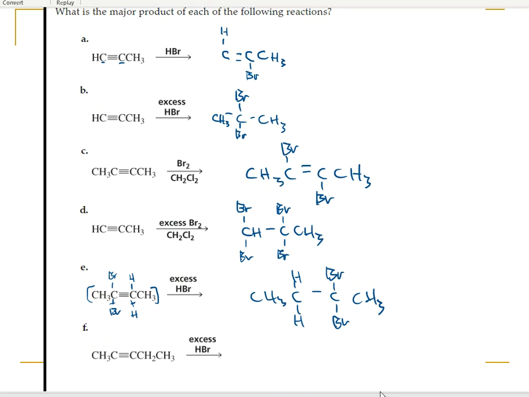Now let's look at F. F is not a symmetrical molecule, is it? So this means that there are some possible choices that I have here that I need to pay attention to. All right, so let me look at F, CH3, carbon, triple bond, carbon, CH2, CH3. So you're going to come in and you're going to break the triple to a double, 2 sites of attachment open up, and you're adding HBr. So you're going to add H to the carbon with the most H's.